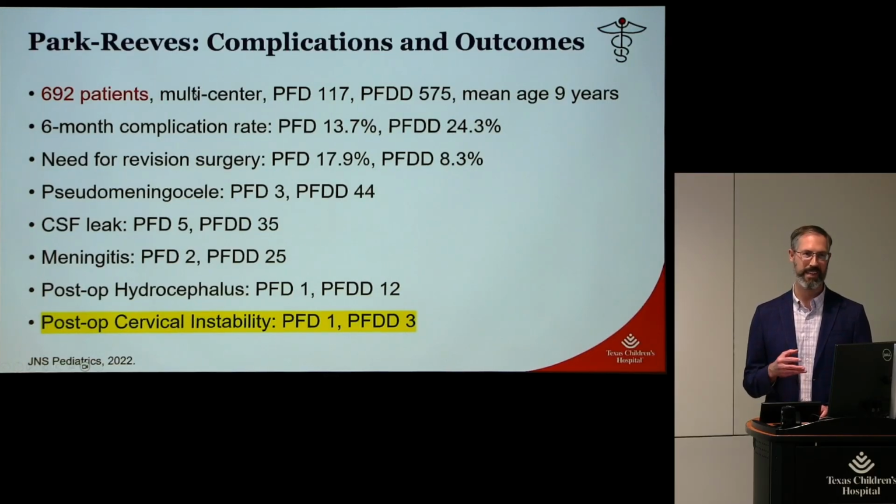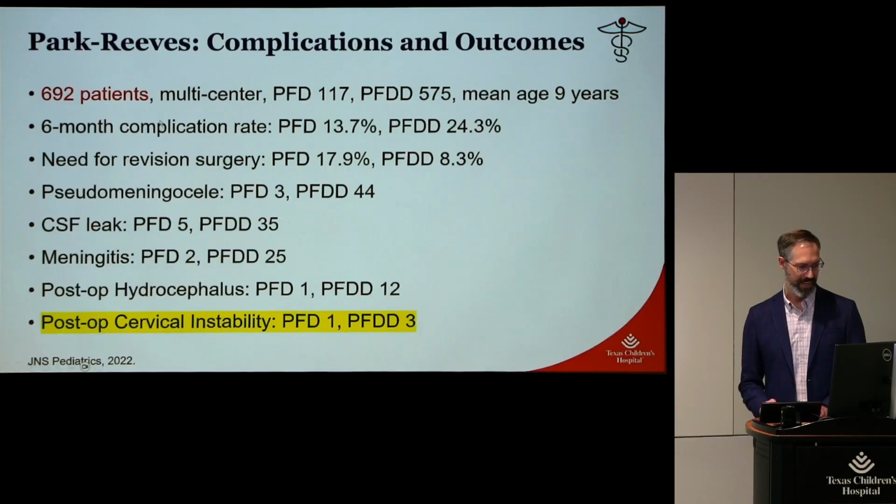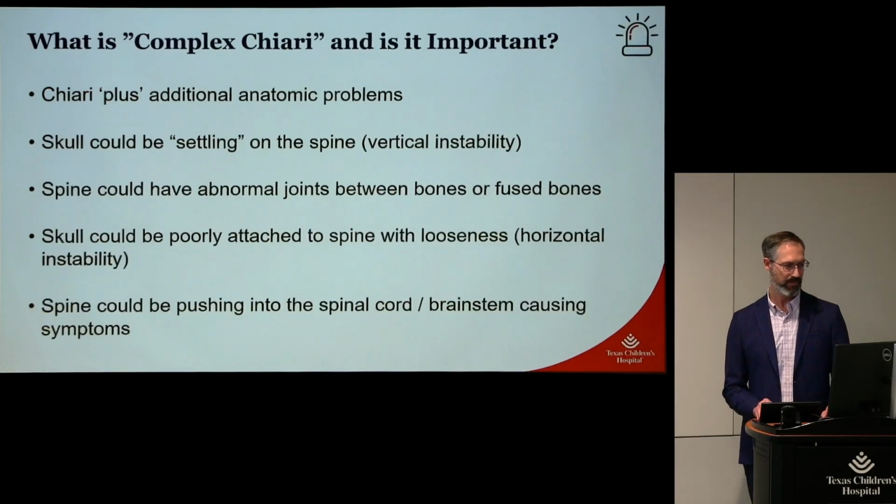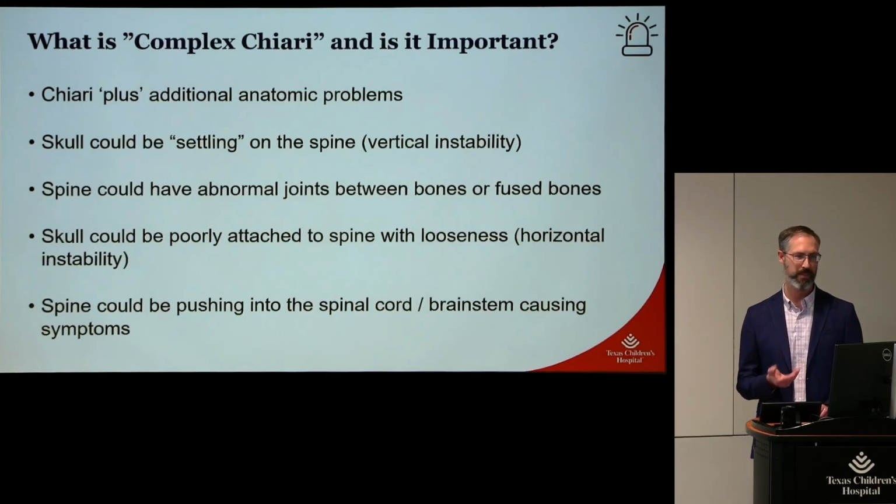Another very large study, this is a Park-Reeves study looking at complications and outcomes. And this is a study from multiple hospitals, multiple surgeons provided patients. And so when that happens, we feel the data is probably better quality, higher quality than in smaller studies. 692 patients. And in this series, post-op cervical instability, that means patients that have weakness between the skull and the spine and might need a spine fusion, 4 patients out of 692 patients. So that's really not that many patients. And this leads us to complex Chiari.